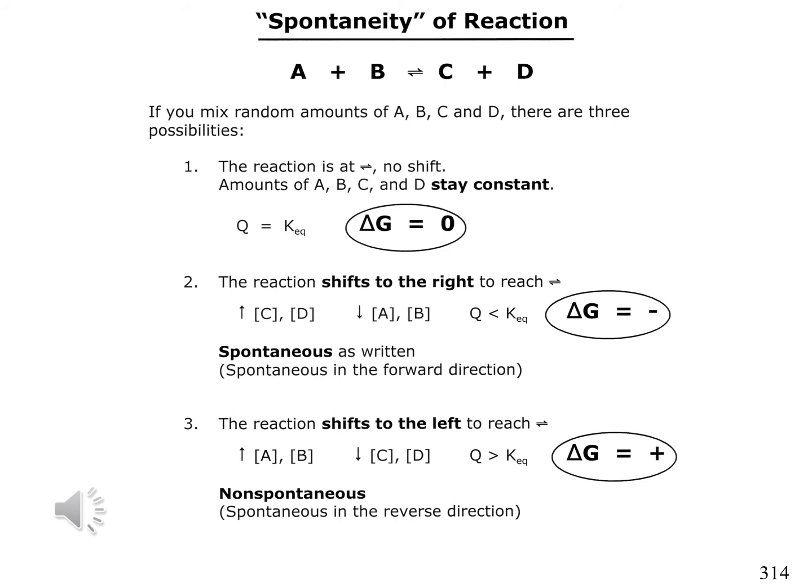Anytime you calculate a delta G for a process and it comes out 0, that means you're already at equilibrium. If you calculate a delta G and it comes out negative, that means the process will be spontaneous. And if you calculate delta G and it comes out positive, that tells you that the process goes in the reverse direction in chemistry. It's non-spontaneous.